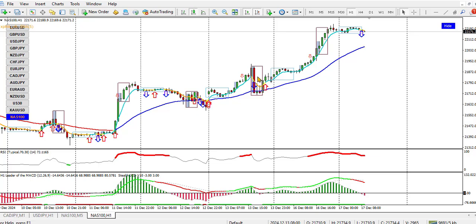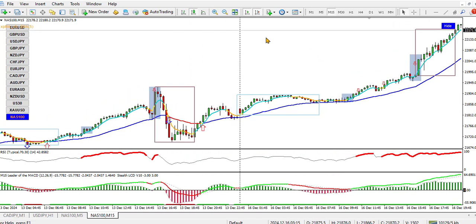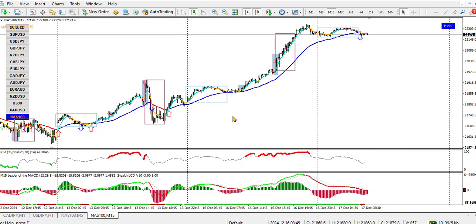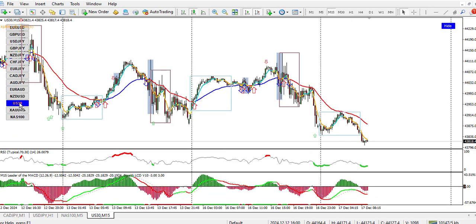Here it is on Nasdaq on 1 hour time frame, and on 15 minutes we still have the same signal, good signal generated by this setup. You can see we have good signal generated by this strategy. It is profitable. And let's check it out on US 30.